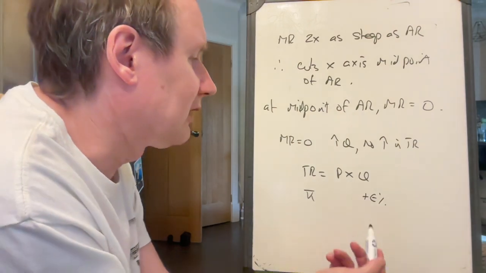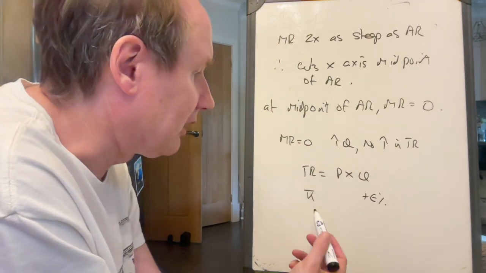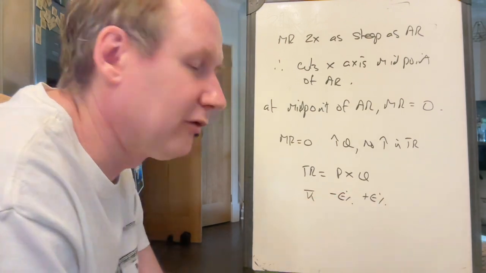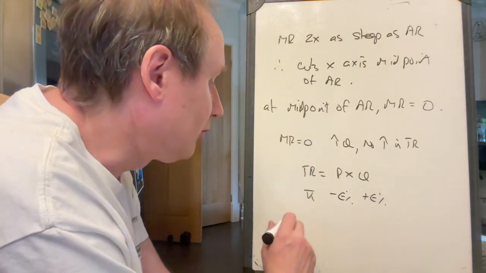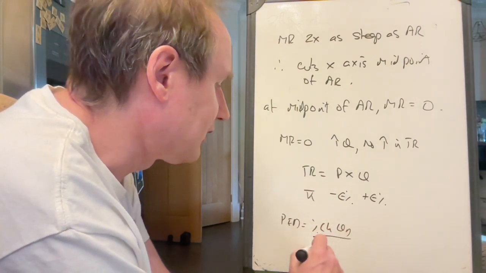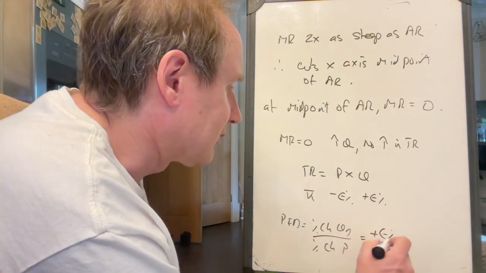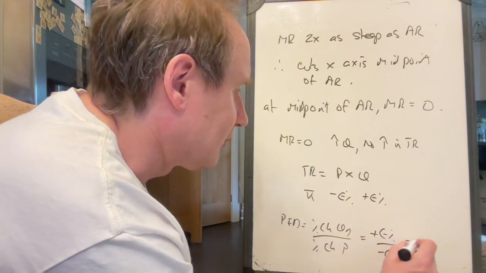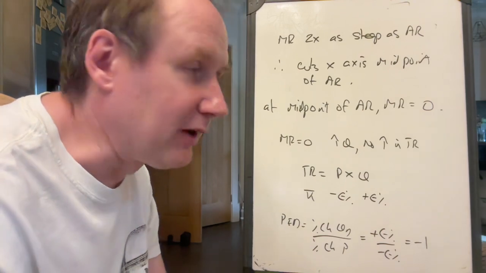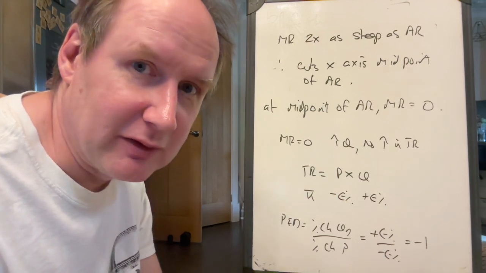So what must be the case then? If quantity has risen by eta percent and total revenue has remained the same, price must have fallen by an equivalent compensating amount. Since price elasticity of demand is the percentage change in quantity demanded over the percentage change in price, at this point it's plus eta percent over minus eta percent, which is equal to -1. At the midpoint of the demand line, total revenue is maximised, marginal revenue is 0, and price elasticity of demand is equal to -1.